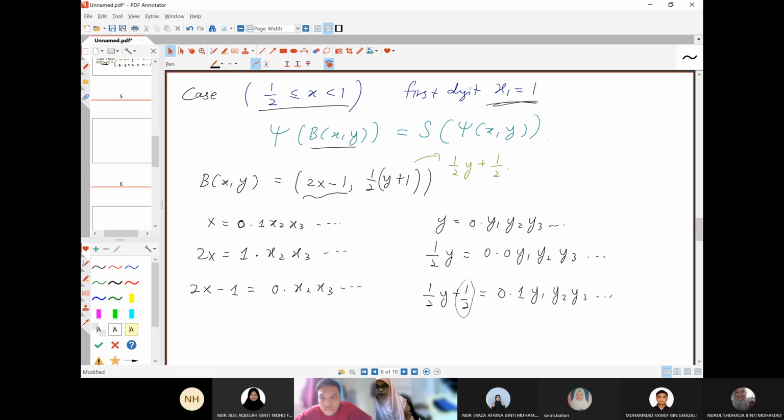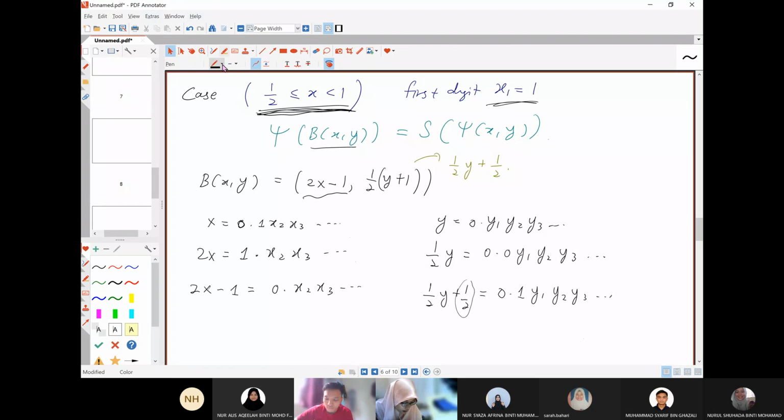Kita tambah half, maksudnya kita tambah lagi half. Sebab dia side belah sini. So kita tambah half, that means kita tambah 1 in the first digit. Okay.